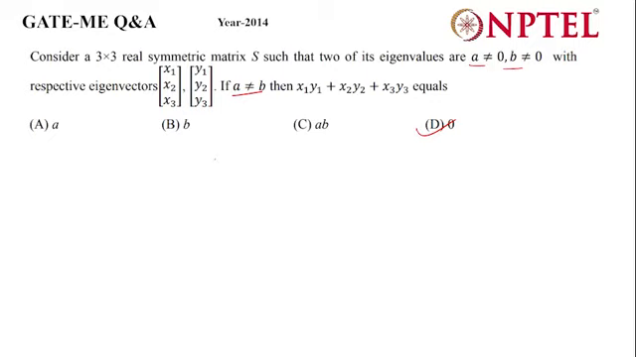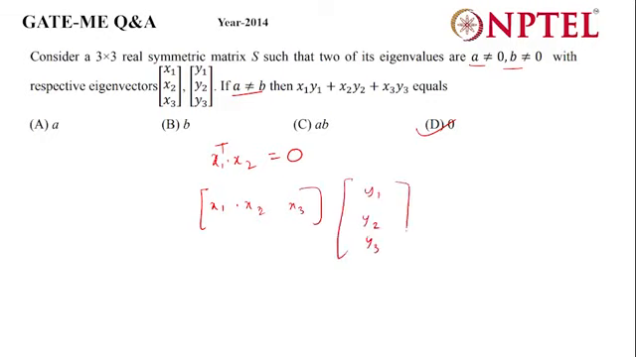So what is the condition for orthogonal? X1 transpose X2 will be 0. Okay. So x1, x2, x3 times y1, y2, y3 will be 0. If you multiply this, it will be x1 y1 plus x2 y2 plus x3 y3, which will be 0. So D is your answer.